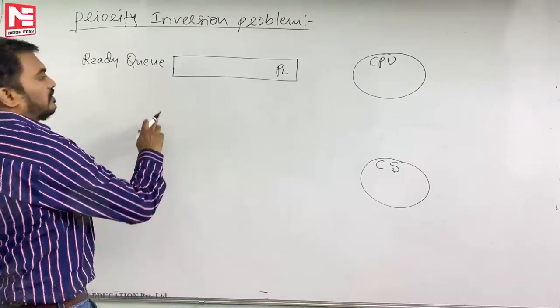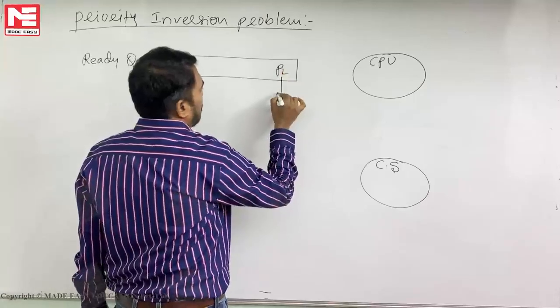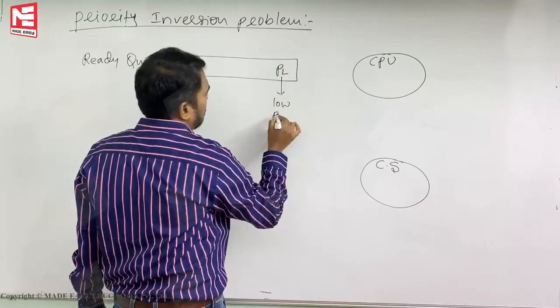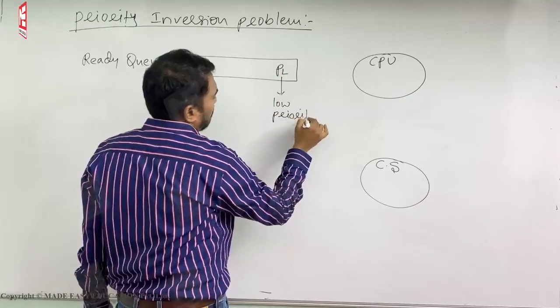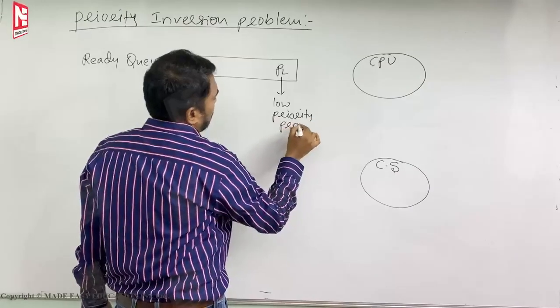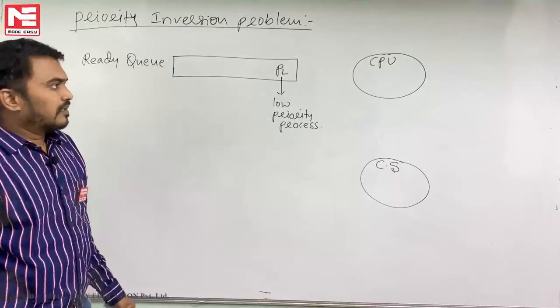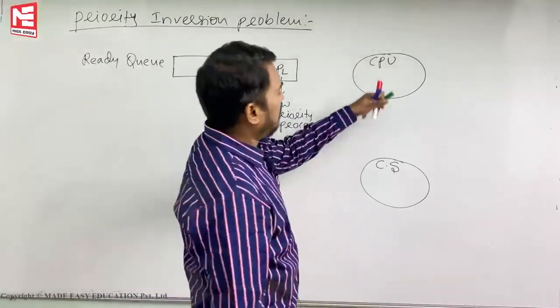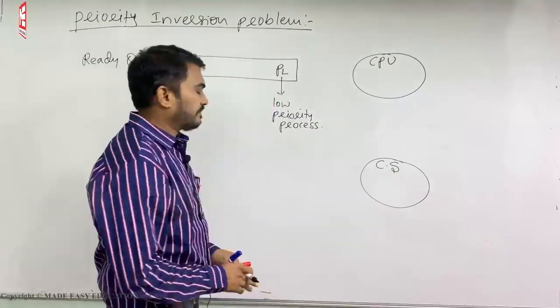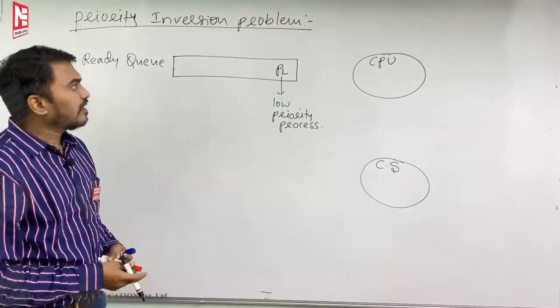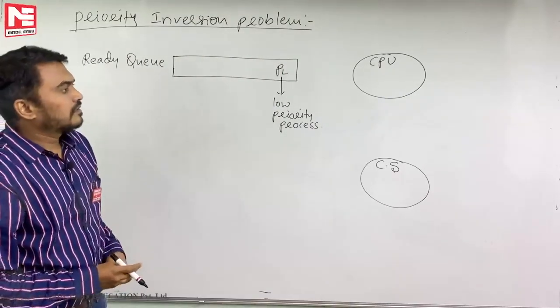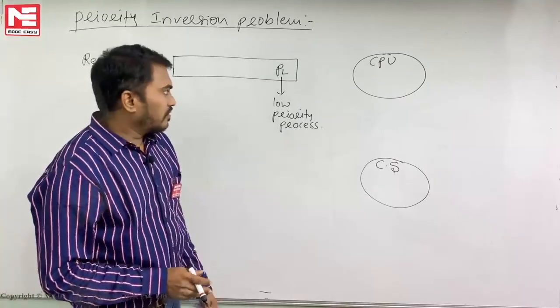Okay, ready queue. PL means what? Low priority process. Copy it. Low priority process. Okay, CPU here and critical section. Copied, right? So just listen here.